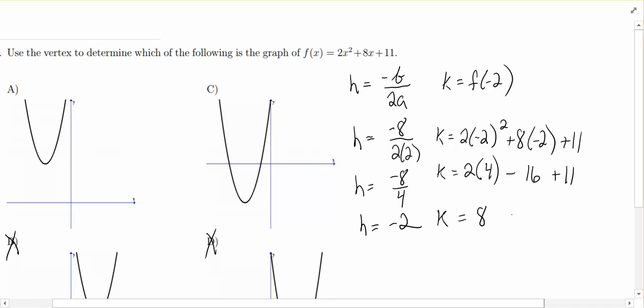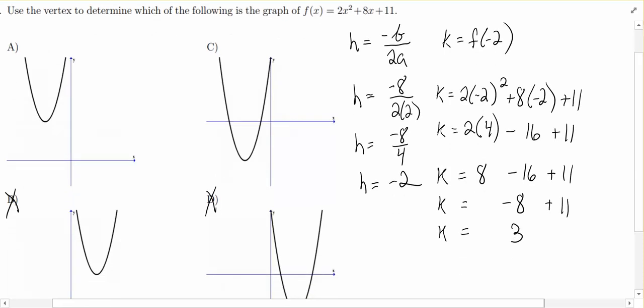So 2 times 4 is 8. 8 minus 16 is negative 8, another spot for a sign mistake. And negative 8 plus 11 is positive 3. Again, a place for a sign mistake. So we should be seeing that the vertex is at negative 2, 3, which tells me that A is the correct answer and C is incorrect.